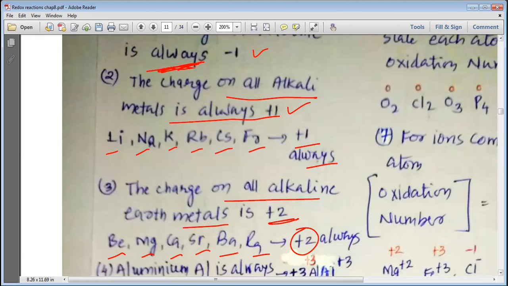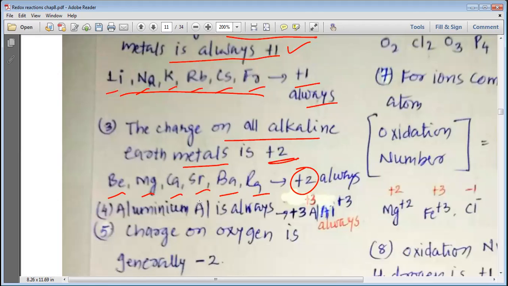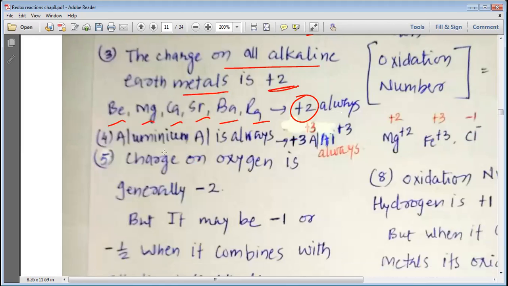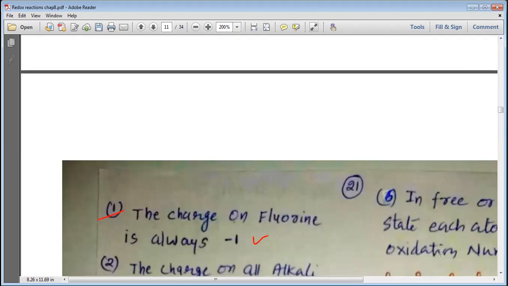So once again, the oxidation state of fluorine will always be -1. The oxidation state for lithium, sodium, rubidium, cesium and francium will always be +1. The oxidation state of beryllium, magnesium, calcium, strontium, barium and radium will always be +2. There is one more rule like always, and that is aluminium Al always has the oxidation state +3. So Al is always +3. Please remember. Now these four rules are for always, and they help you to determine all the other elements and their oxidation states.